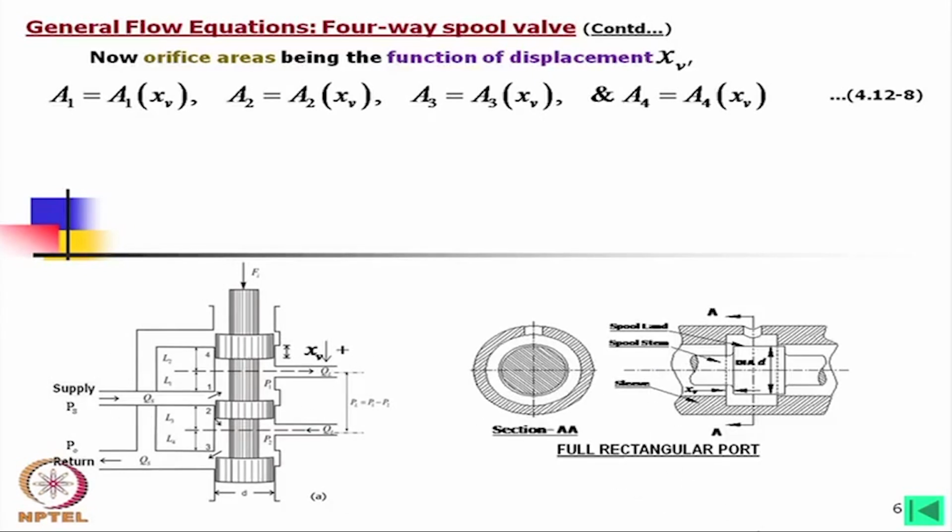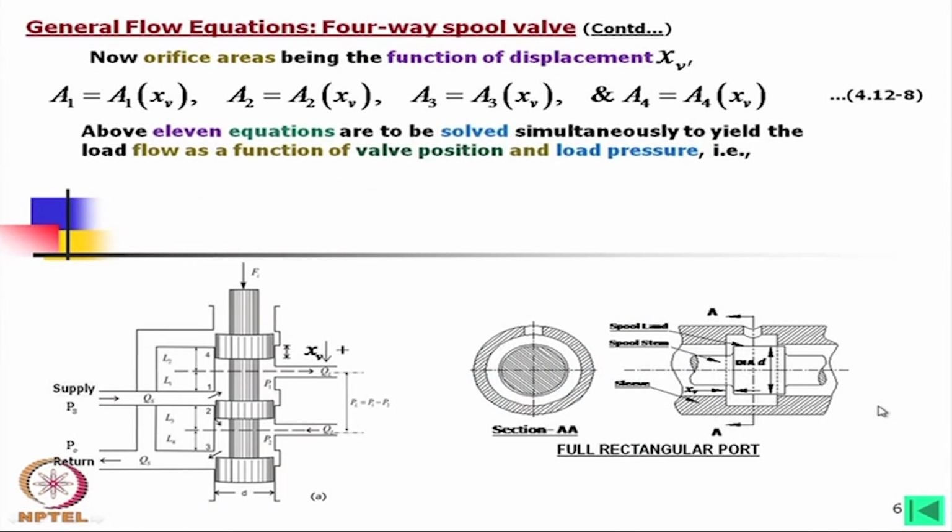Now, I have shown here what xv is and what the spool motion is as well. If you look into this, this is a full rectangular port. Look at this spool, here are the radial clearances, this diameter is the land diameter, and this is the movement xv in this direction that we have considered. Okay. Now, what will be the area of this orifice? This xv distance multiplied by the periphery, that means pi d. So, this must be a function of xv.